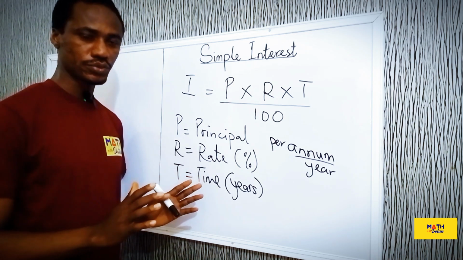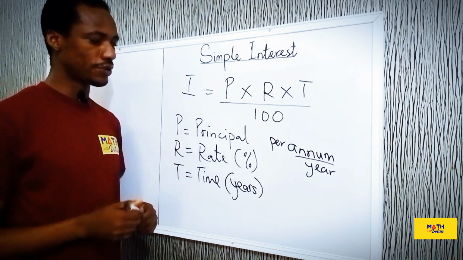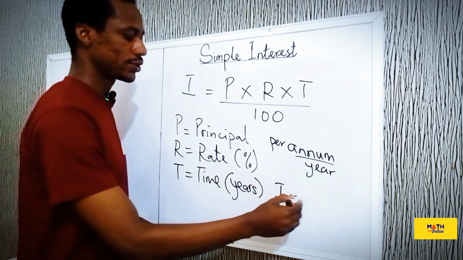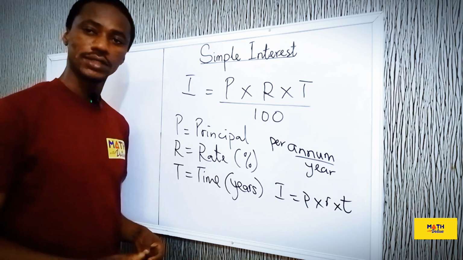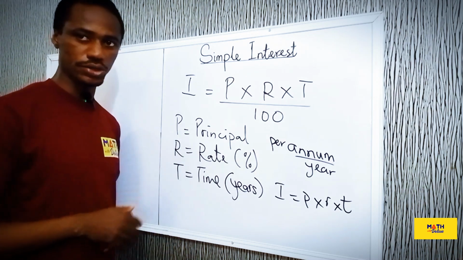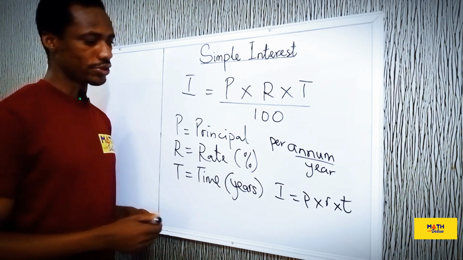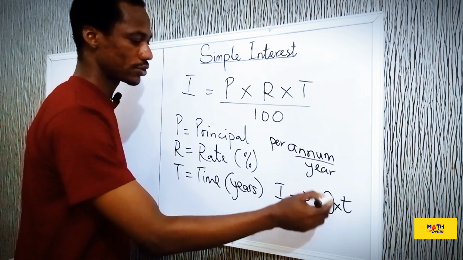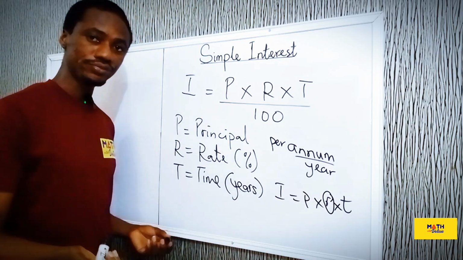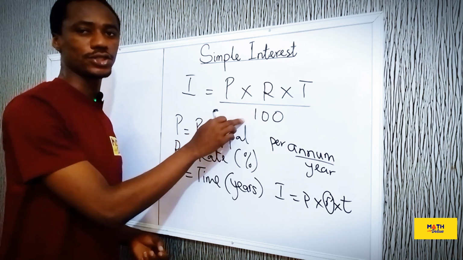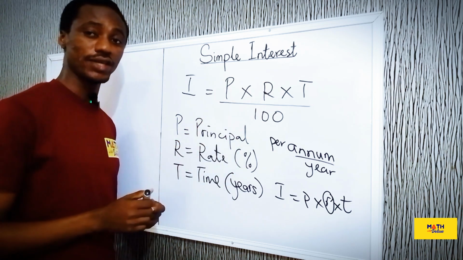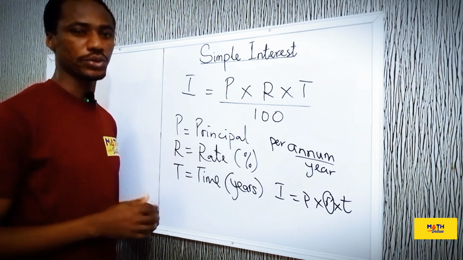Very simple. In some textbooks, you could see this formula as interest equals principal times rate times time, without the 100. Do you know why? Because the 100 belongs to the rate, the percentage. That's how we come about this 100. So we just put it here in the formula to make it easy for you.